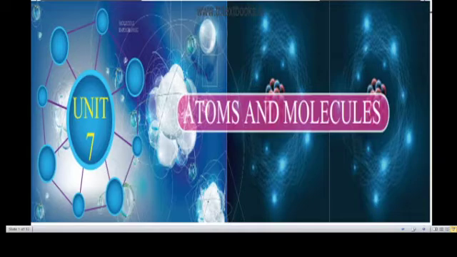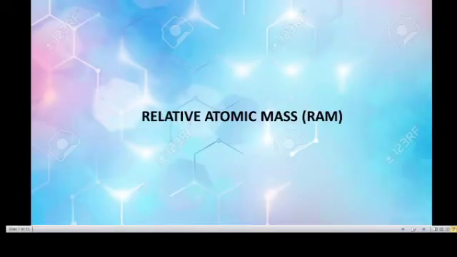Today's lesson, Unit 7, Atoms and Molecules. Today's topic, Relative Atomic Mass, RAM. RAM means Relative Atomic Mass.